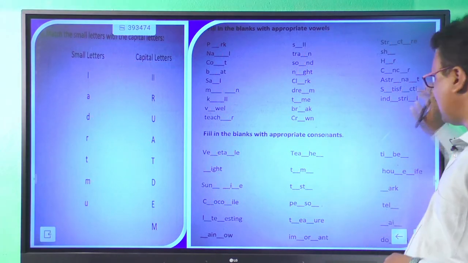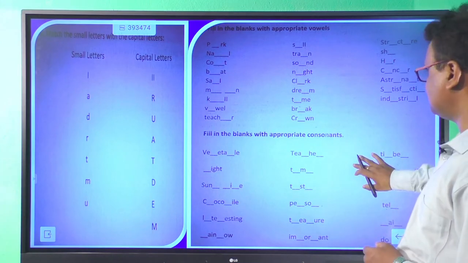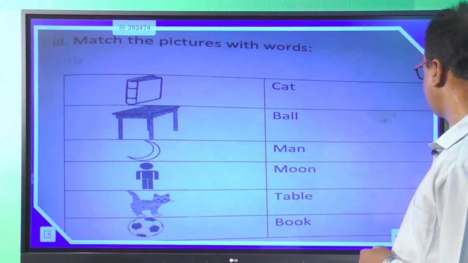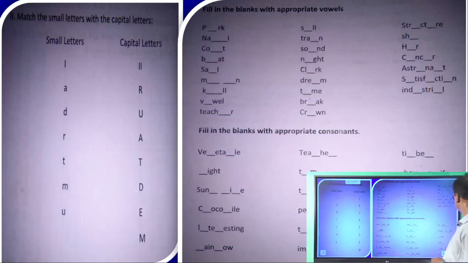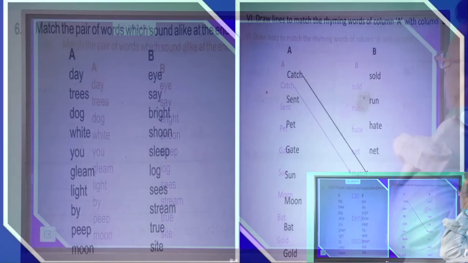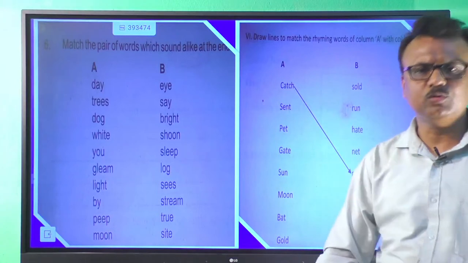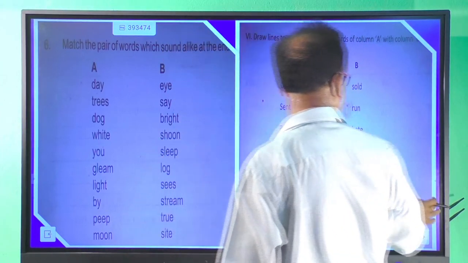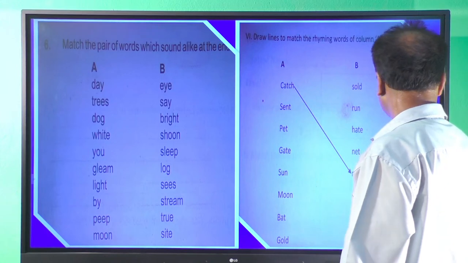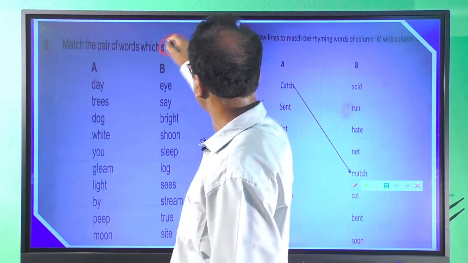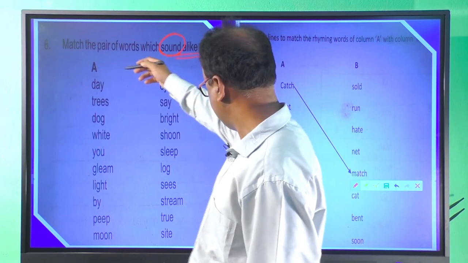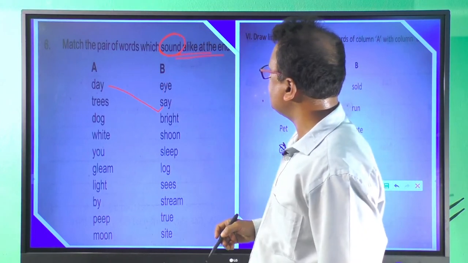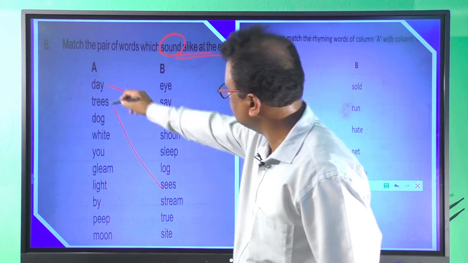Now, we shall go for another activity. We have done this. Next, a matching type. Draw lines to match the rhyming words. Here, the rhyming words are there. Rhyming words means words that sound alike when pronounced. The sound is important. For example, day, say. Trees, siege.